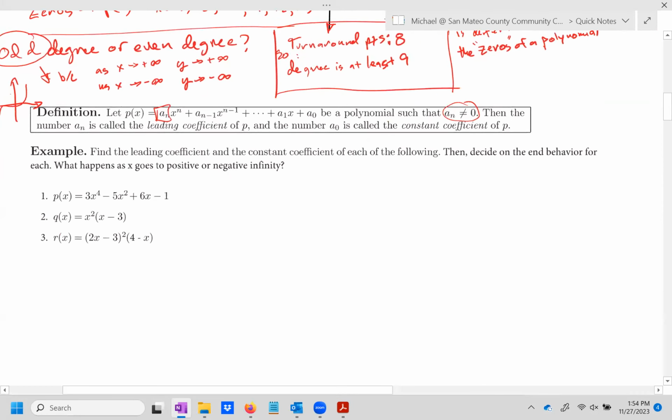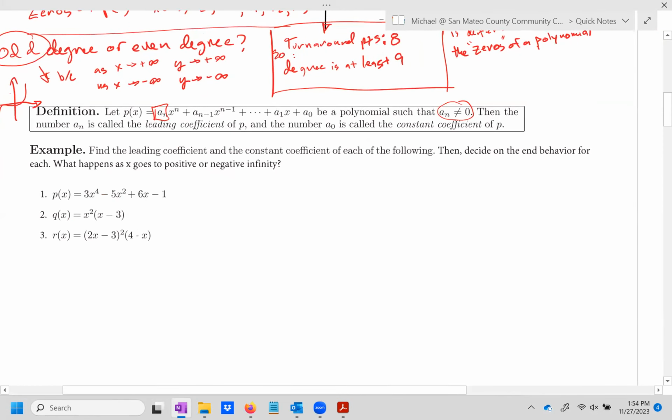Okay, so ready? We're going to find leading coefficient and constant coefficient. Constant coefficient is just the thing you add that doesn't have any variable multipliers, right? Okay, so what's the lead coefficient, friends?